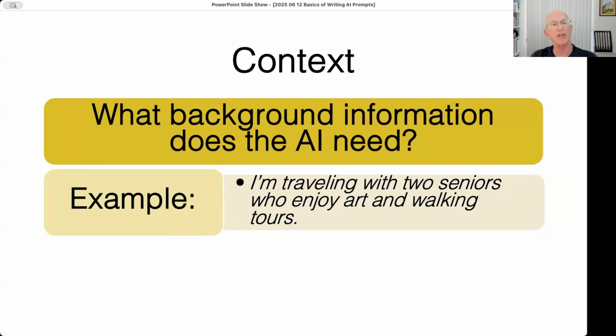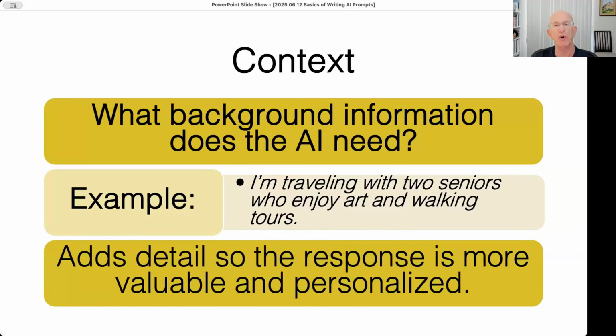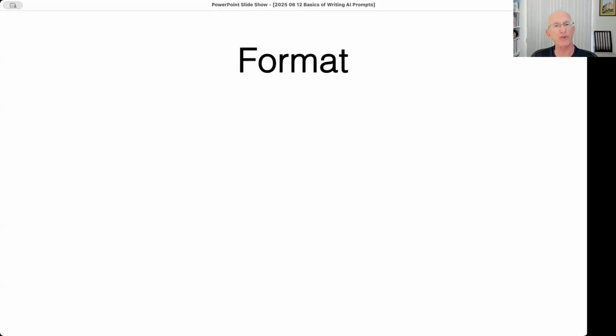So you can see the persona, act as a friendly travel guide, suggest a 5-day itinerary for Madrid. I'm traveling with 2 seniors who enjoy art and walking tours, is starting to give it a little better understanding of what you would really like it to do for you. And this adds enough detail so the response is more personalized and probably more valuable to what you want it to accomplish. So that's persona, that's task, and this is context. And the last one is the format. How do you want the response to be formatted?